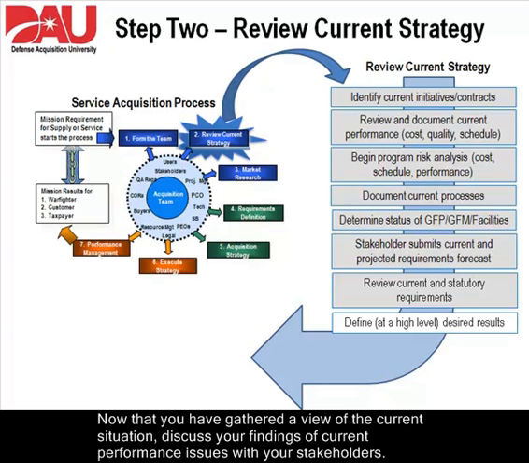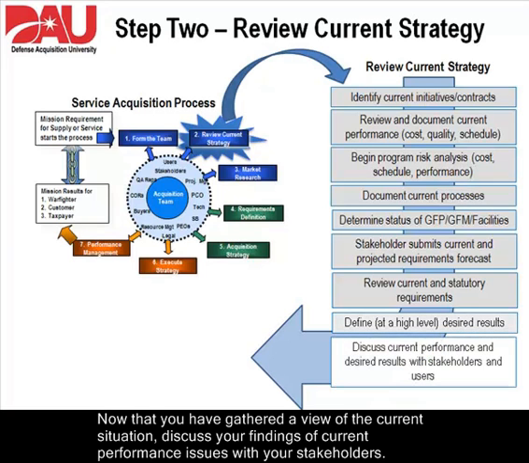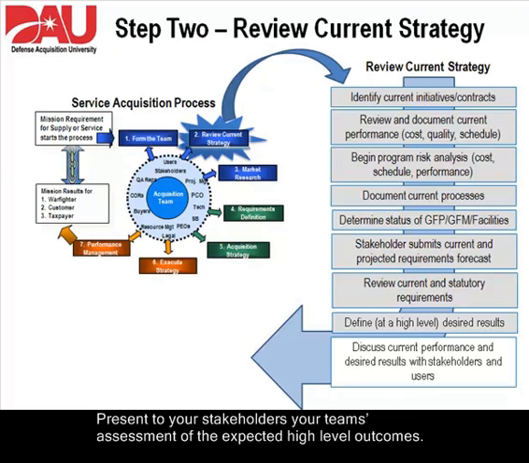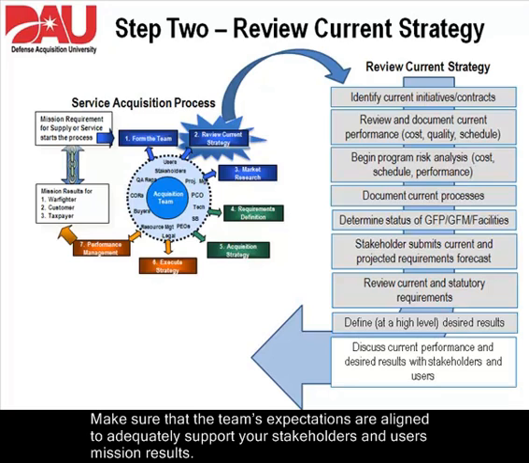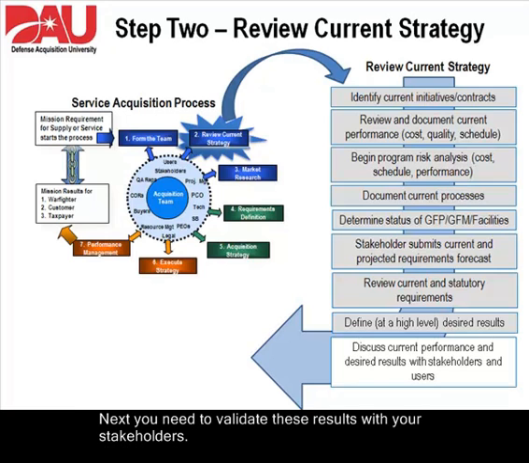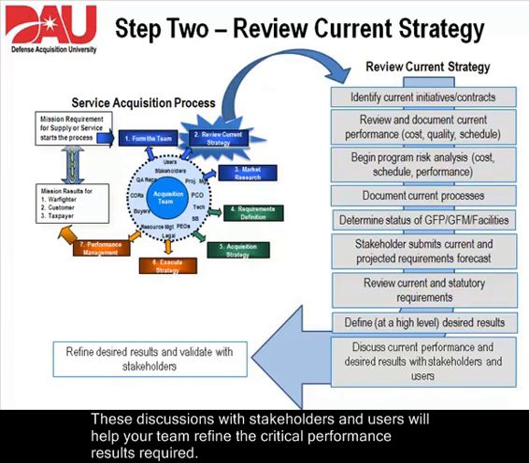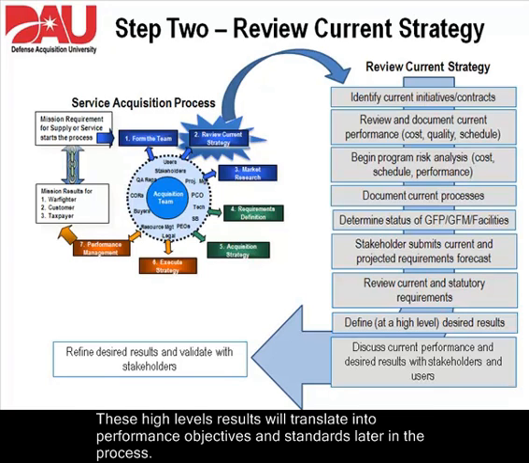Now that you've gathered a view of the current situation, discuss your findings of current performance issues with your stakeholders. Present to your stakeholders your team's assessment of the expected high-level outcomes. Make sure that the team's expectations are aligned to adequately support your stakeholders and user mission results. Next, you need to validate these results with your stakeholders. These discussions with your stakeholders and users will help your team refine the critical performance results required. These high-level results will translate into performance objectives and standards later in the process.